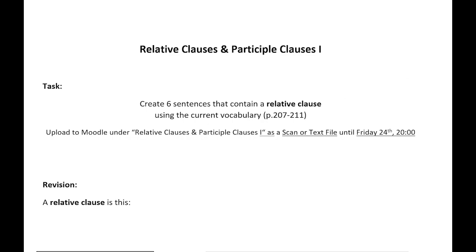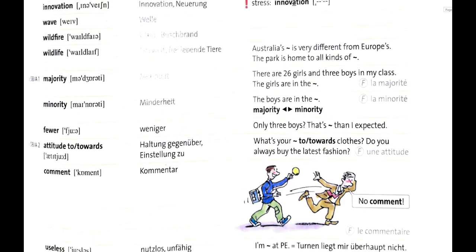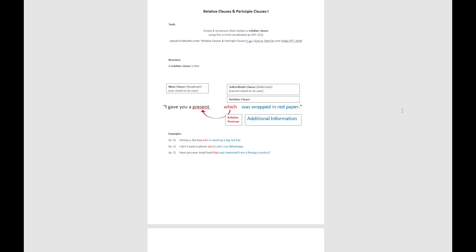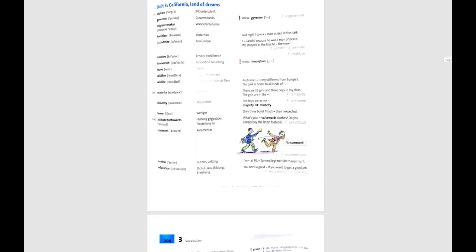And the current vocabulary is 207 until 211. You can find it in your books on the page, or in this file. I've added it to the end of this Word document.